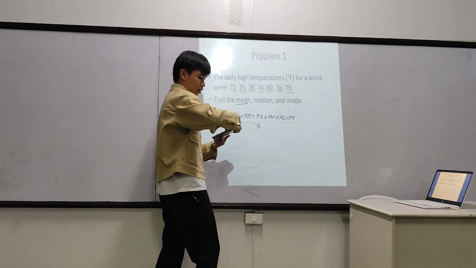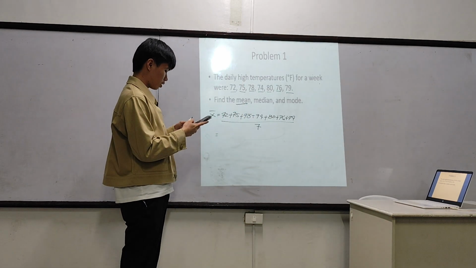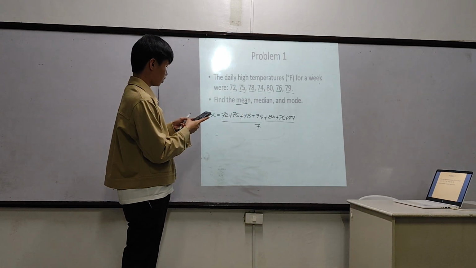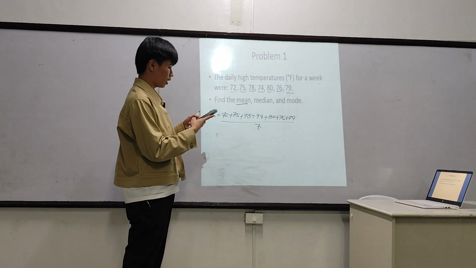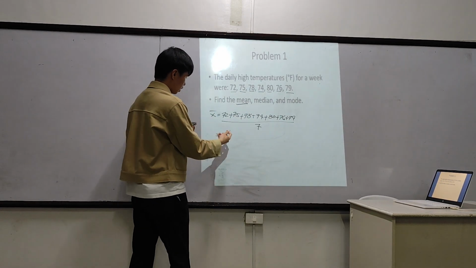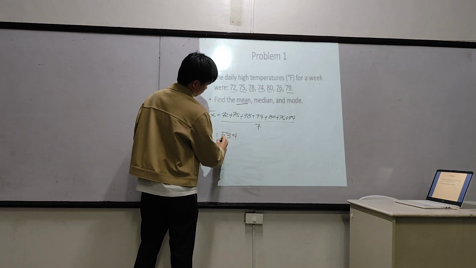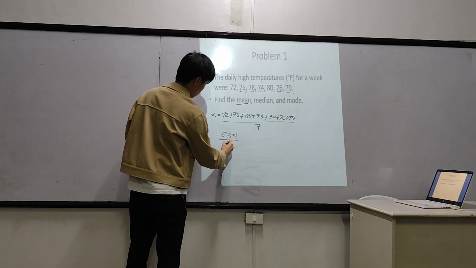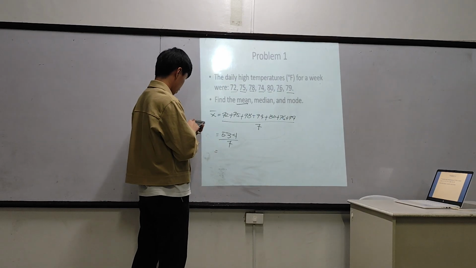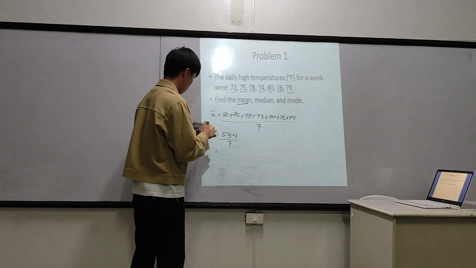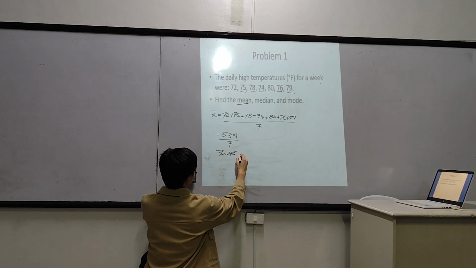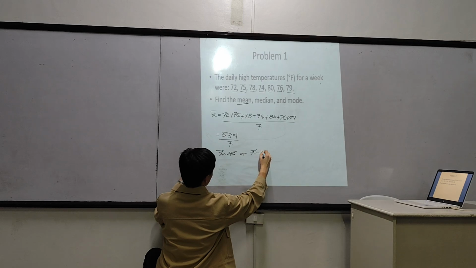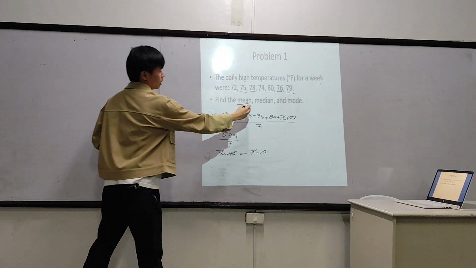So let's sum it together. 72 plus 75 plus 78 plus 74 plus 80 plus 76 plus 79 is equal to 534, divided by 7, equals 76.2854, or 76.29.